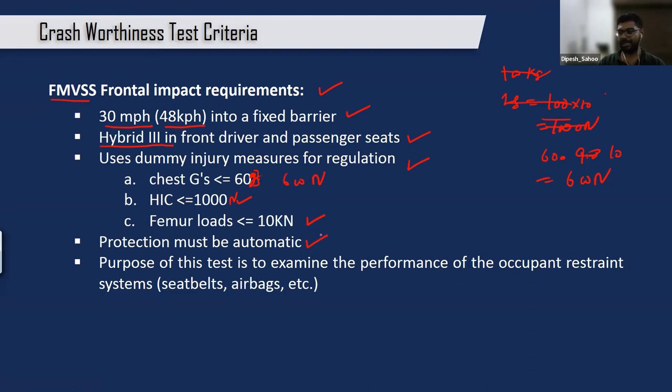Protection must be automatic. There should be automatic protection like an airbag. An airbag is an automatic protection unit. The purpose of this test is to examine the performance of the occupant restraint system, seat belts and airbags. In this test, generally we examine the performance of the occupants' restraint systems and the airbag.